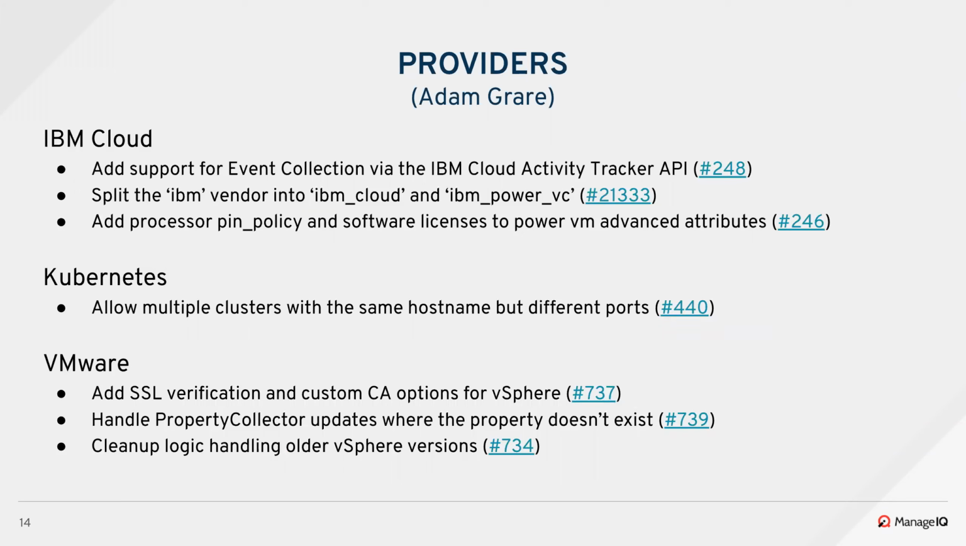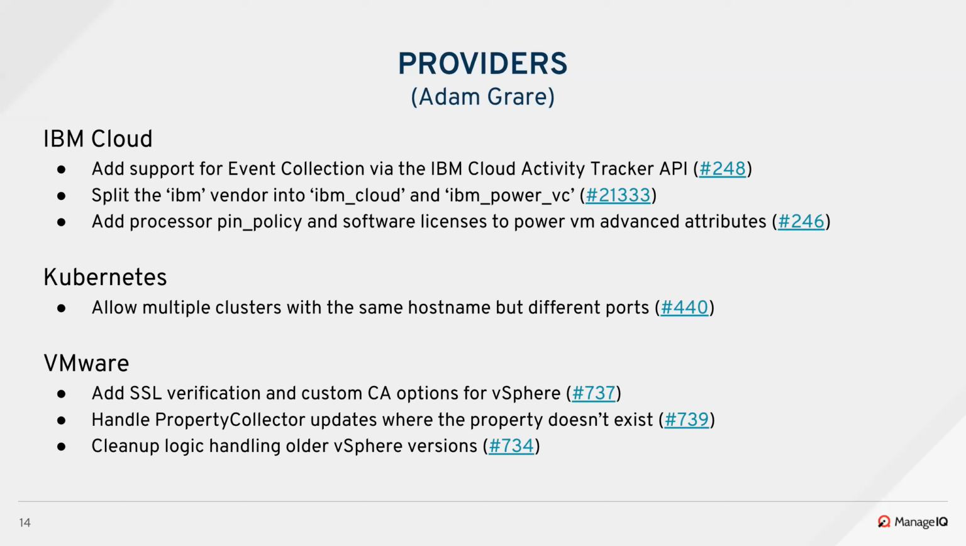For IBM Cloud this sprint, this is a pretty big chunk of work. Nasser has been adding event collection for IBM Cloud using the activity tracker. So currently we have created an API gem for this API. We created a worker to collect this, and coming up in the next sprint, we'll have event parsing so that targeted refreshes will be automatically triggered based on events coming from the API. So this is a really nice enhancement for this provider.